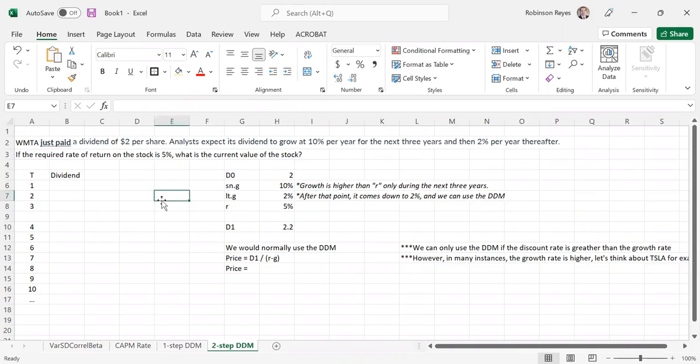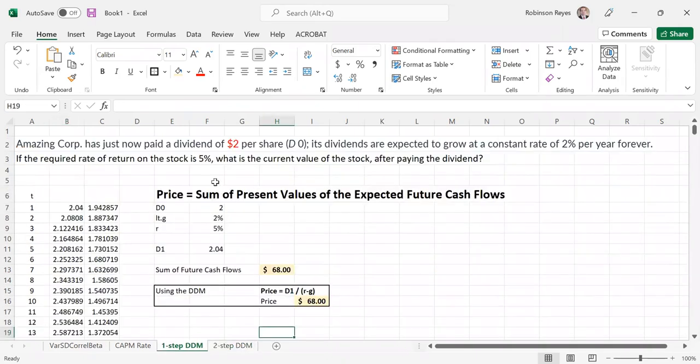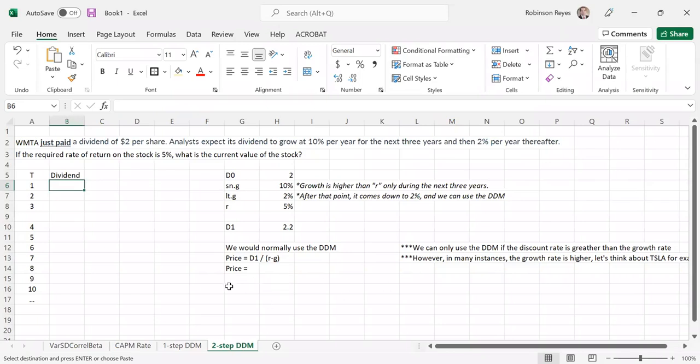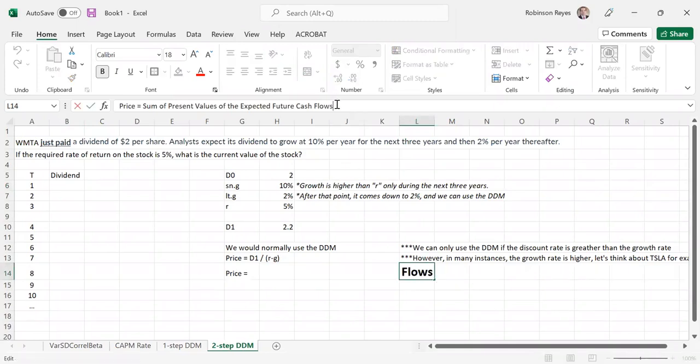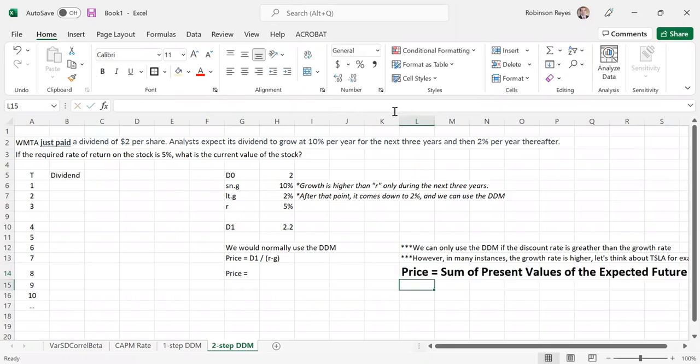So the way to work with this is the following. Well, we will calculate the dividends in the next 3 years manually. And let's keep in mind that price, I will go back to the first video, right? Price is just the sum of the values of the expected future cash flows, right?